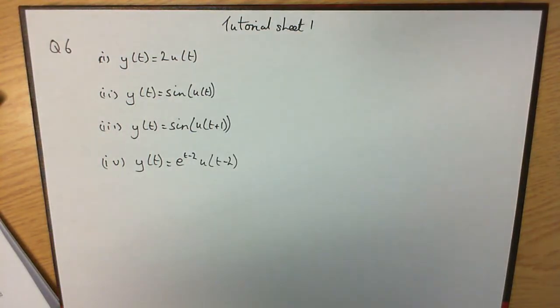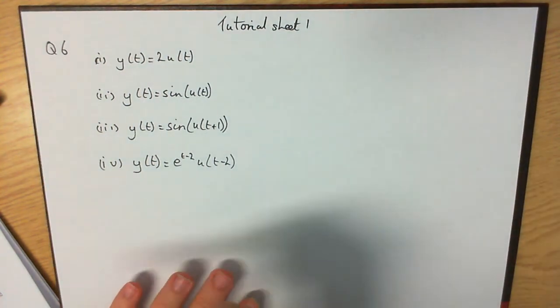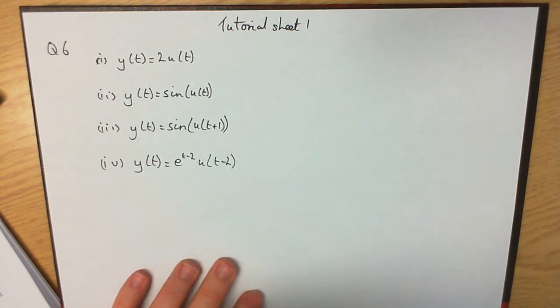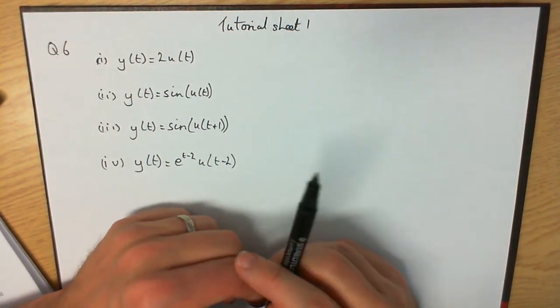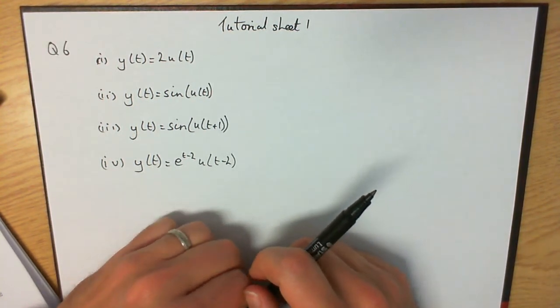Tutorial sheet 1 question 6, we're asked to evaluate these four functions to see whether they are with or without memory, and whether they are causal or non-causal. So we have to recall what memory and causality actually mean.